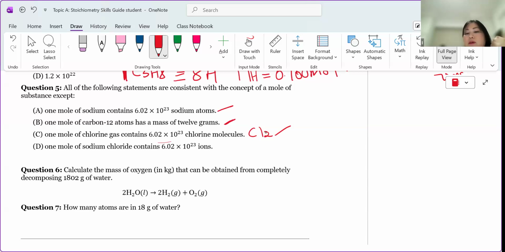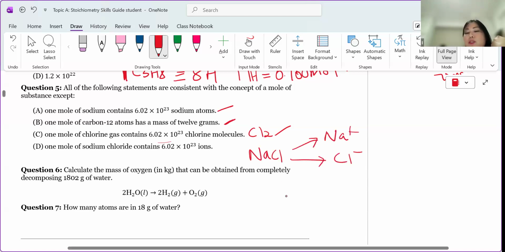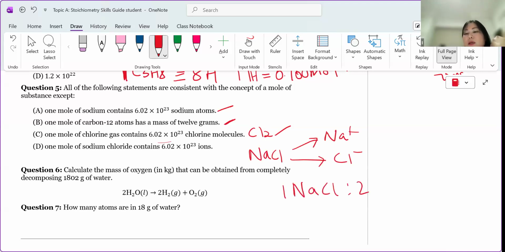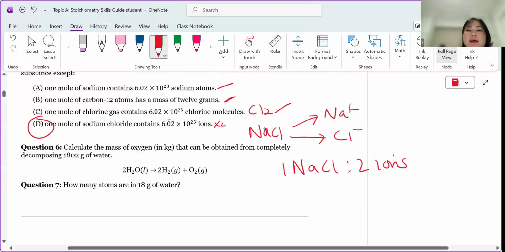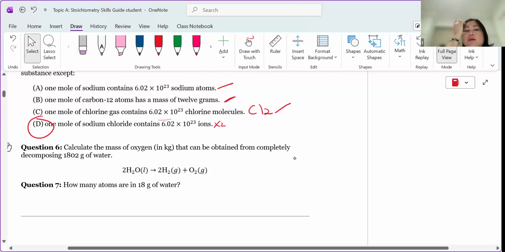Now, why is it wrong? Because in sodium chloride, we get 1 sodium and 1 chloride. So the mole ratio is 1 sodium chloride to 2 ions. So therefore, the number of ions should be times 2. Okay, so this is wrong. D. Question 5. Calculate the mass of oxygen that can be obtained from decomposing this amount of water.